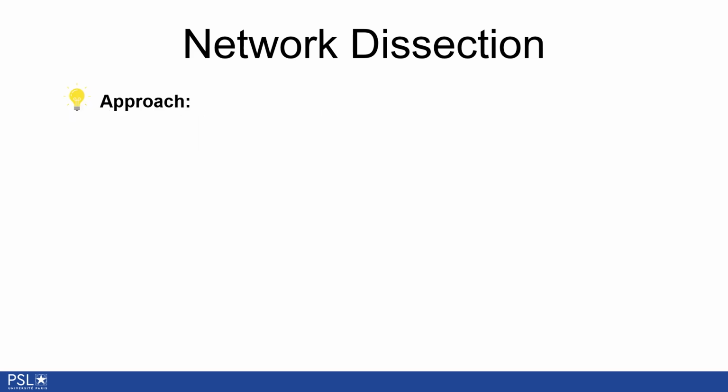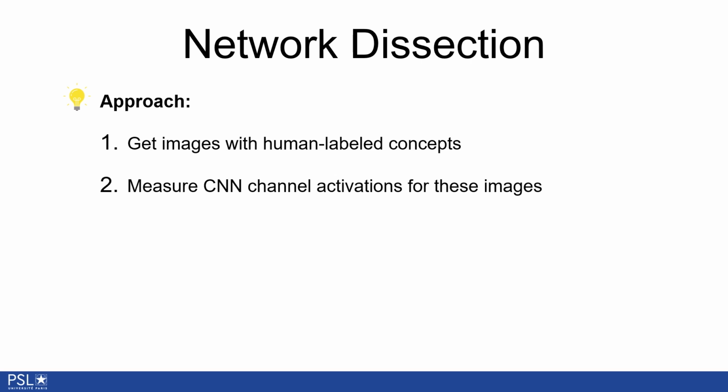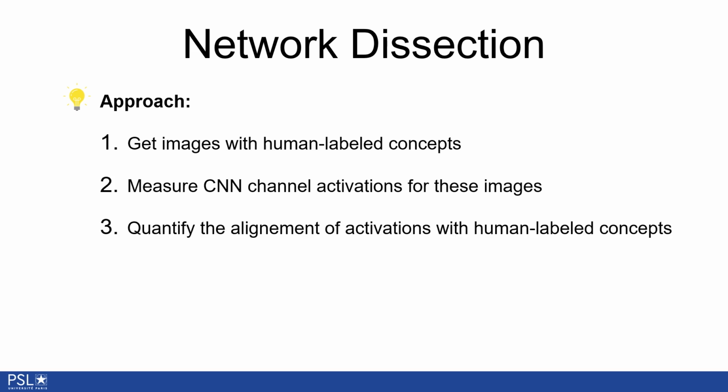Concretely, the approach consists of a series of steps. The first step is to get a dataset of images where individual pixels are labeled with human concepts. The second step is to measure the activations of different channels in a convolutional neural network in response to images from this dataset. And the third step is to quantify the alignment of measured activations with human-labeled concepts.